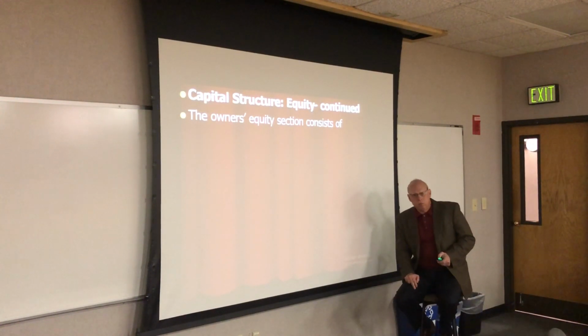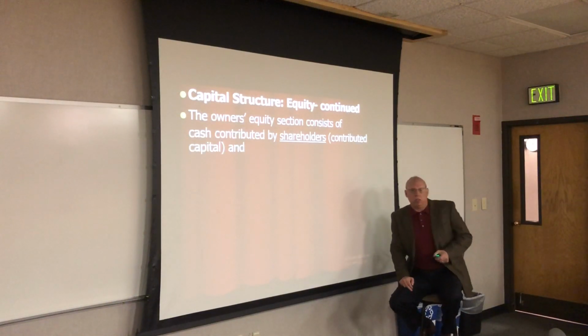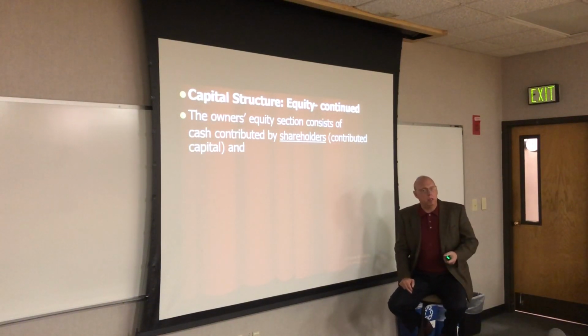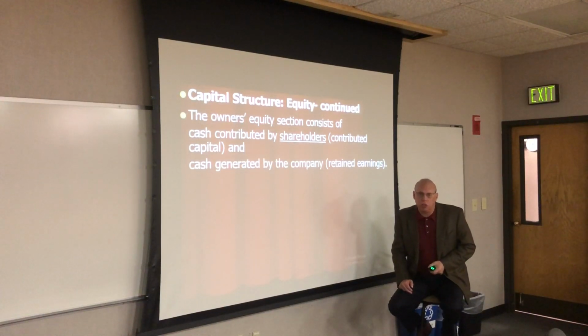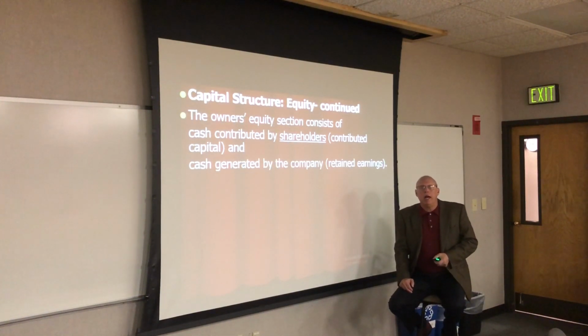So owner's equity consists of cash contributed by shareholders. That's why it's called contributed capital. It's not cash that is earned. It is cash that is contributed when stockholders buy stock. Okay, so that's one line in that section, the owner's equity section of the balance sheet. And then cash generated or earned by the company, retained earnings.